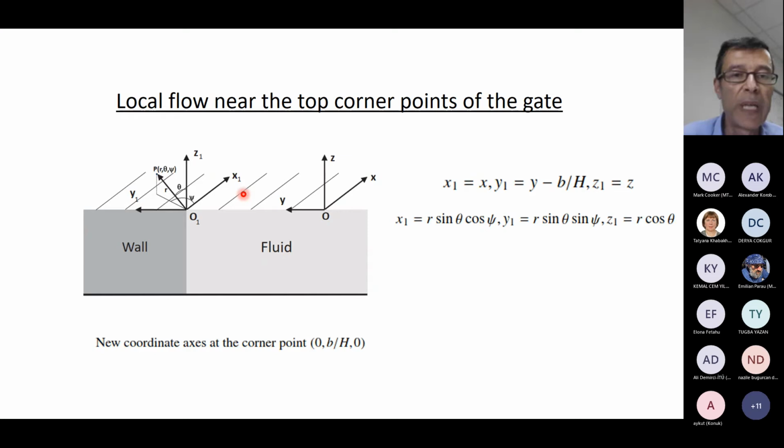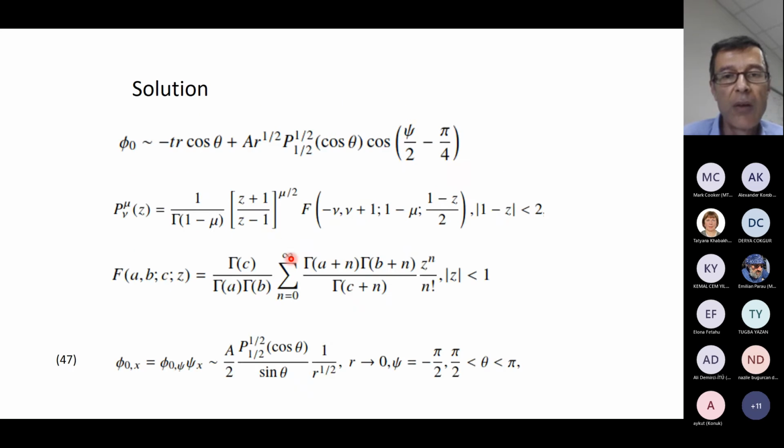Okay, we want to obtain the velocity perpendicular to this surface. Okay, perpendicular to the gate. Now we notice that the singularity in the velocity is r to the minus 1 over 2.